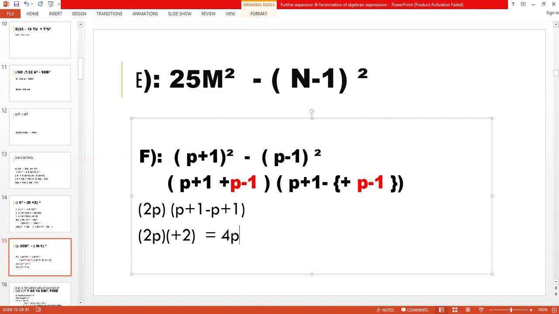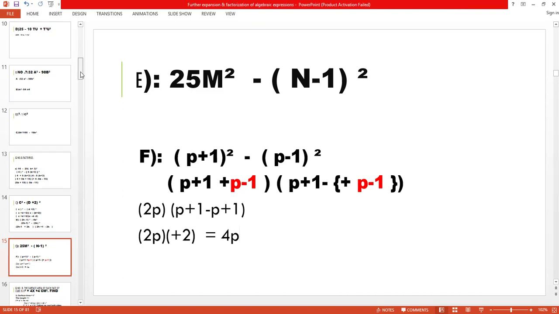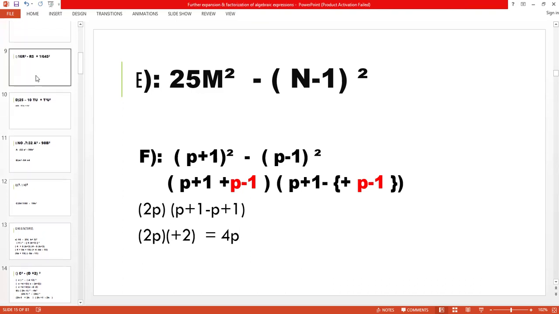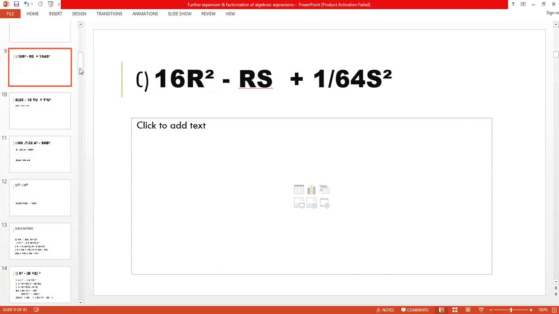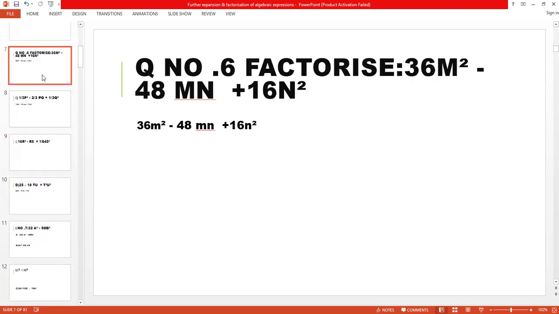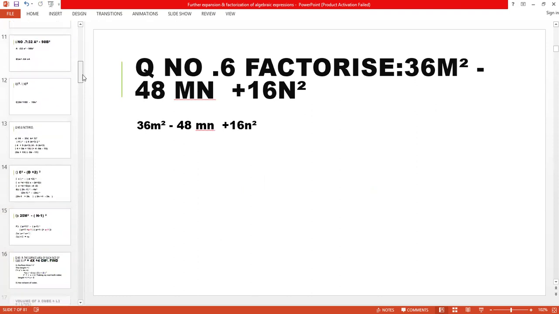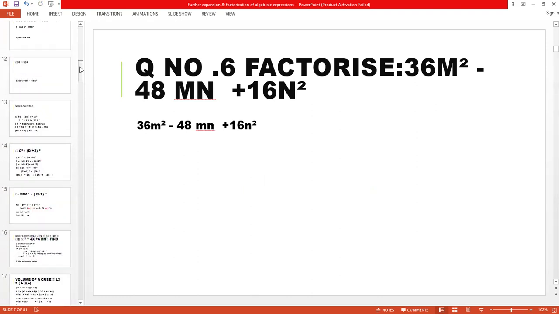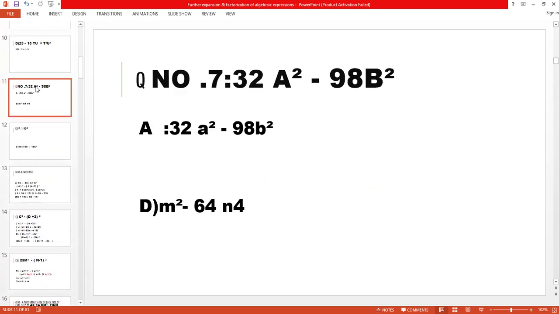This is the F part that is very much important from the exam point of view. One time we have to add, and one time we have to subtract. So this one is question number 8, part F. Now we move towards question number 7. After that, we have to do question number 6.